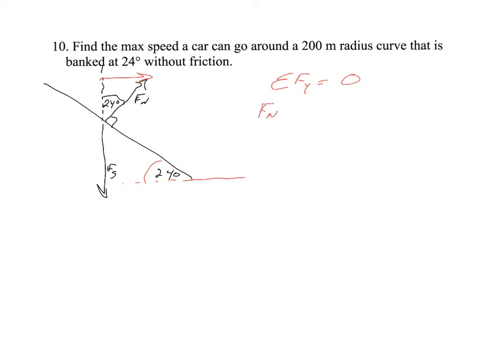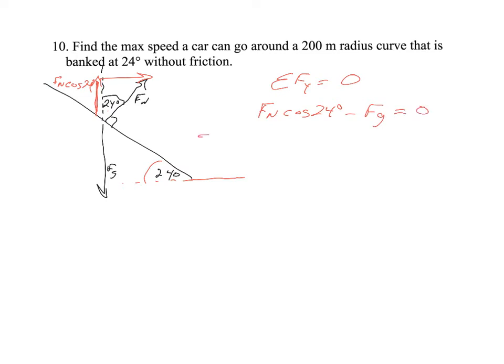I'm looking at this piece right here. This is the y direction, and I'm going to say this is force normal. It's adjacent to the 24 times the cosine of 24. So force normal, cosine of 24 degrees, and then minus force gravity. That equals 0.